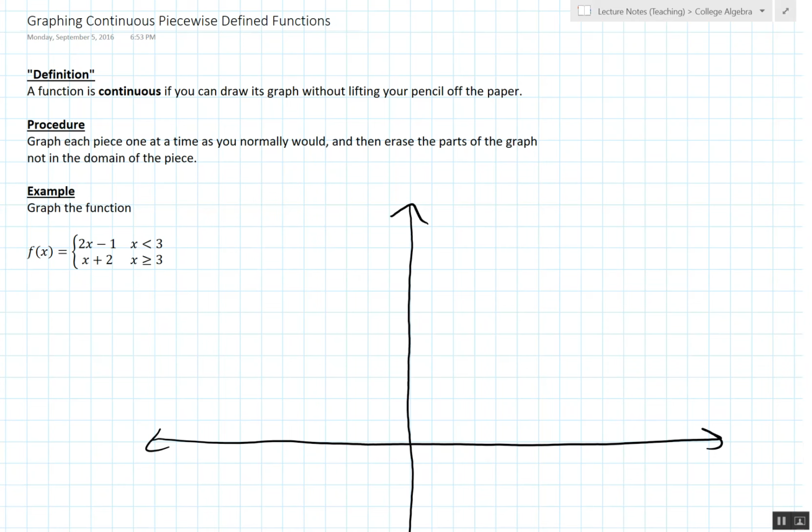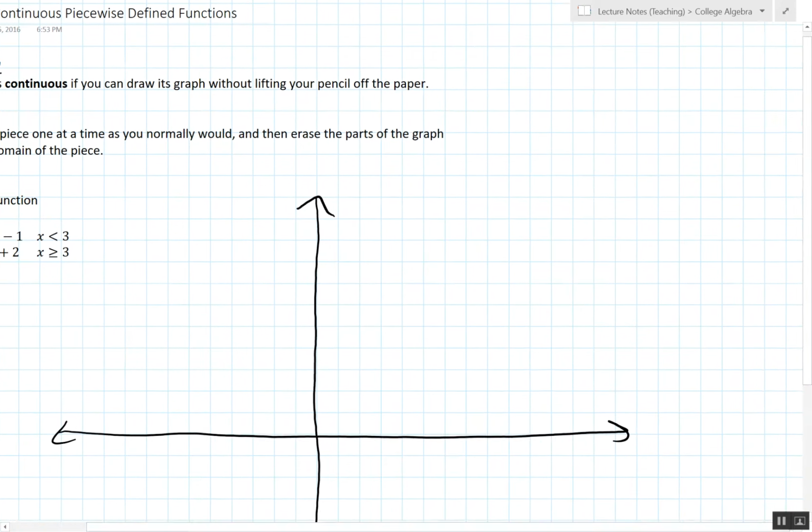So we're going to graph continuous piecewise defined functions in this video, and there's a term we haven't defined in this course before, which is continuous. We're not going to give a proper definition, you can't do that until a future course. But for right now, we have this kind of intuitive definition, so that's why I put it in quotes. A function is continuous if you draw its graph without lifting your pencil off the paper.